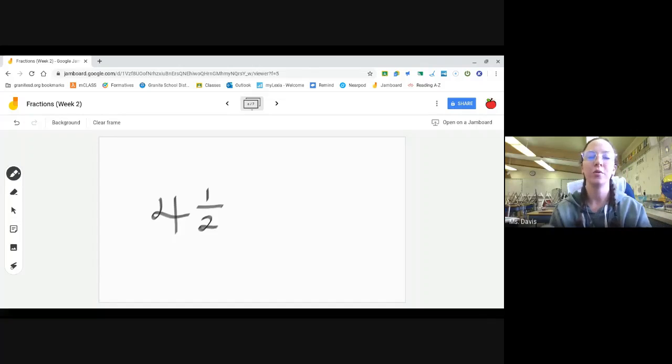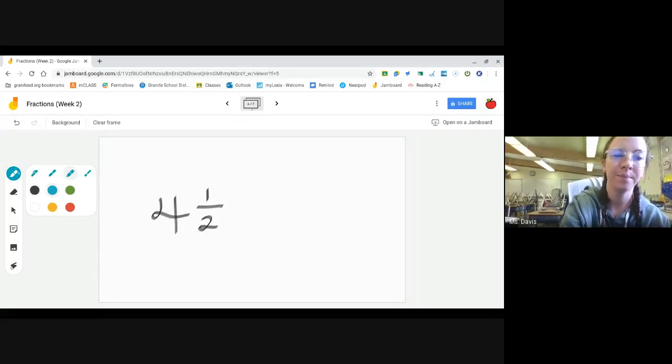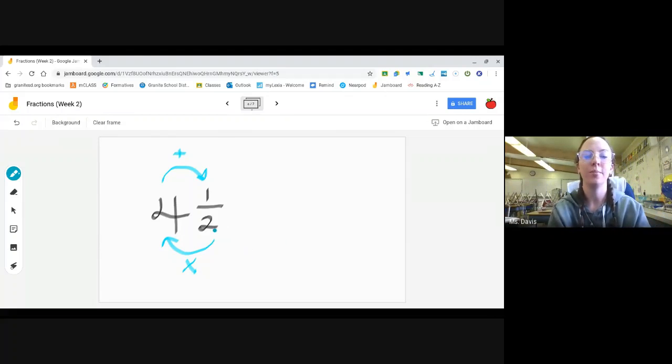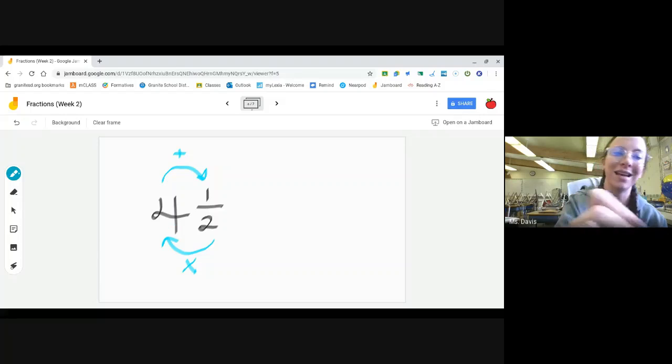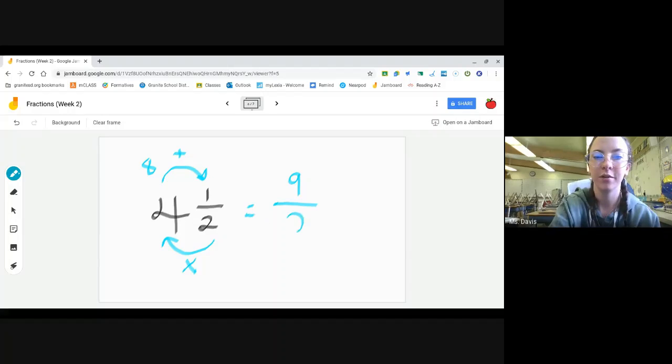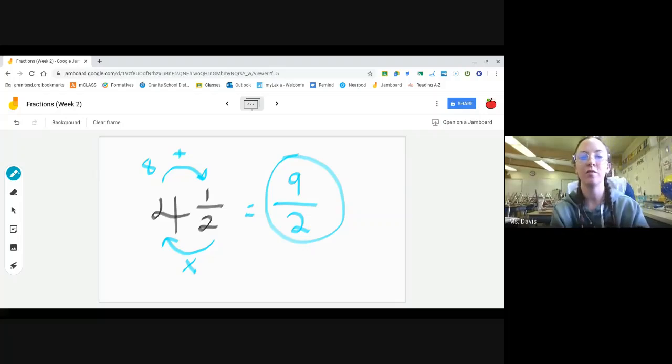So I'm going to convert this to an improper fraction, which is kind of the goal for today. In order to do that, I'm going to multiply on the bottom and then add on the top. So multiply and then add. On the bottom, I have the denominator of 2 multiplied by the whole number 4. 2 times 4 is 8. So I'm going to write that up here so that I don't lose track of it. And then I have 8 plus my numerator 1. 8 plus 1 is 9, which becomes the numerator of my answer. And then my denominator was 2, and it stays as a 2 over here. So 9/2 would be the improper fraction for 4 1/2.